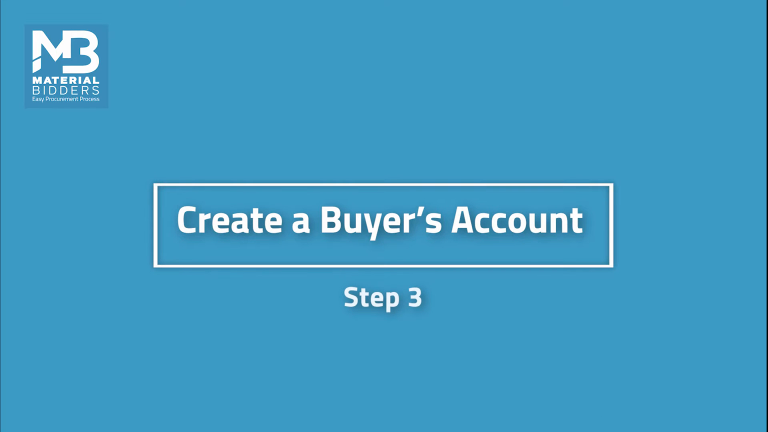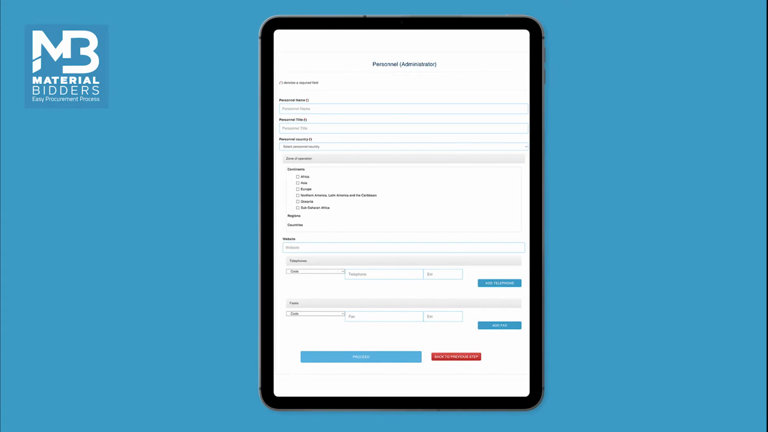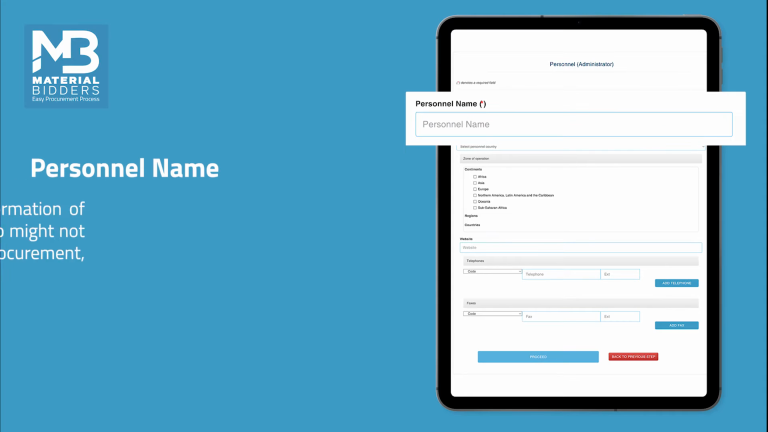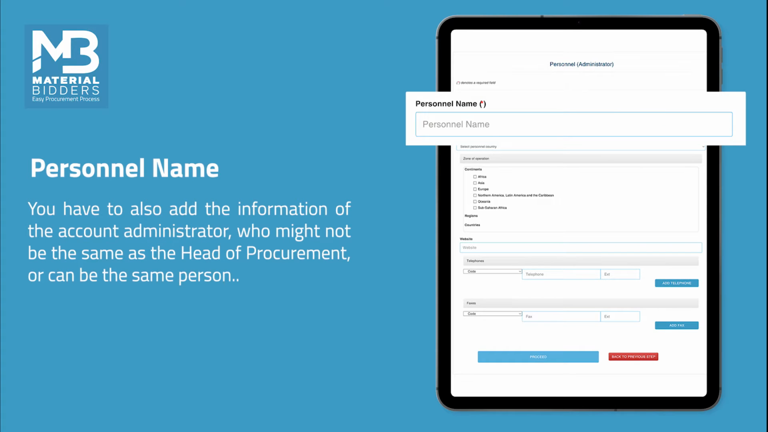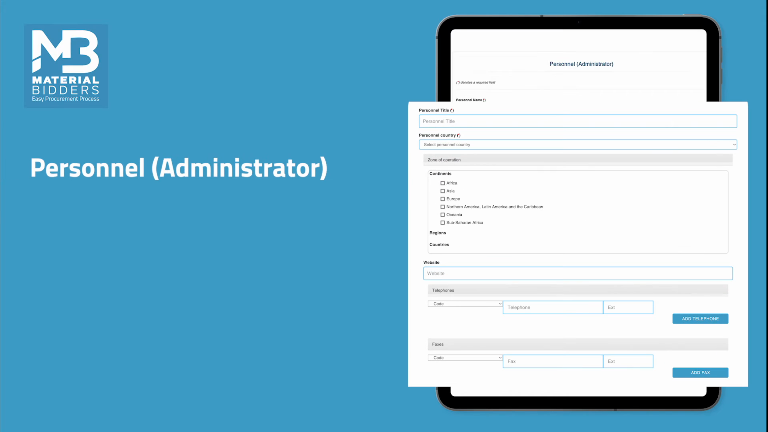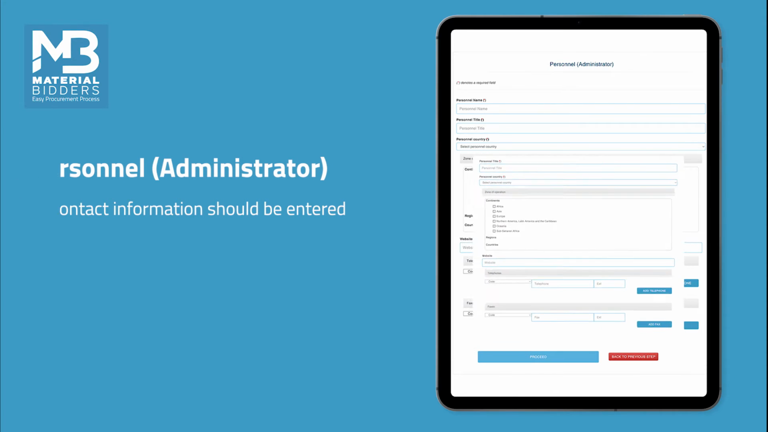Create a buyer's account. Step 3. Personnel name. You have to also add the information of the account administrator, who might not be the same as the head of procurement or can be the same person. Personnel, administrator. All contact information should be entered.